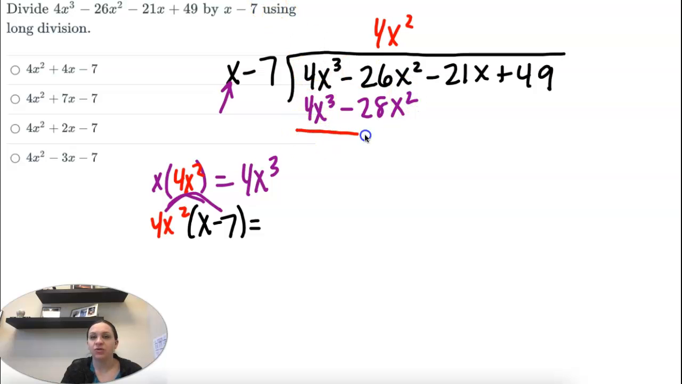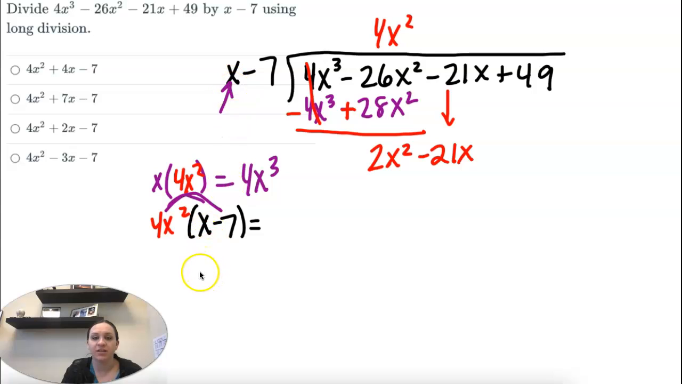And then we're going to subtract. So we're going to change both the signs. Those go away. That's what you want every time. That's the goal. And then negative 26 plus 28 is 2. And then you bring down the next term, and we do that whole thing over again.